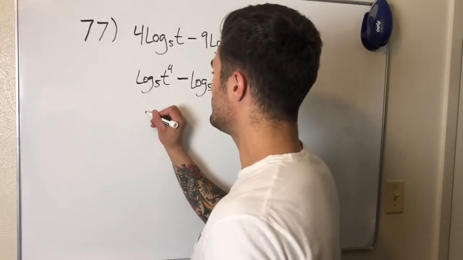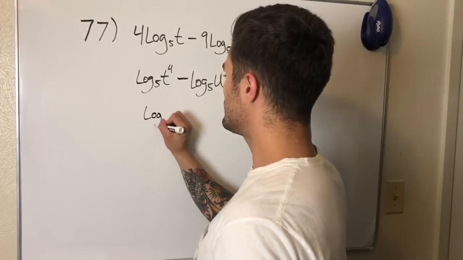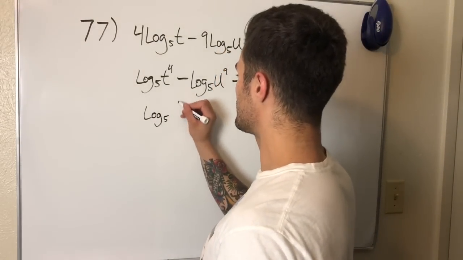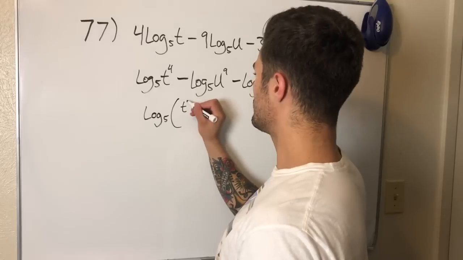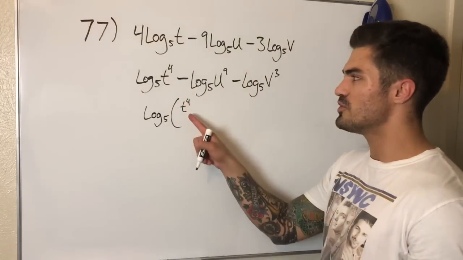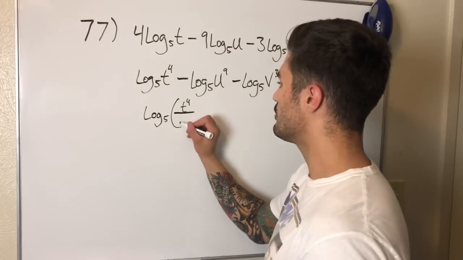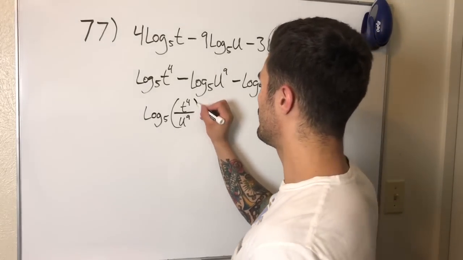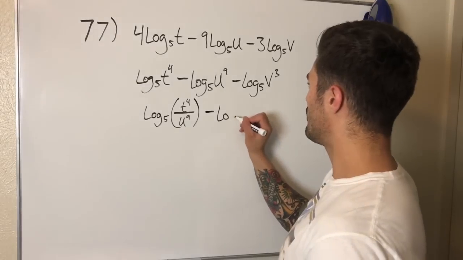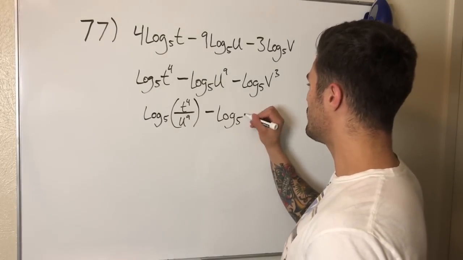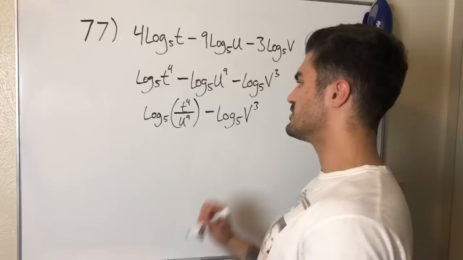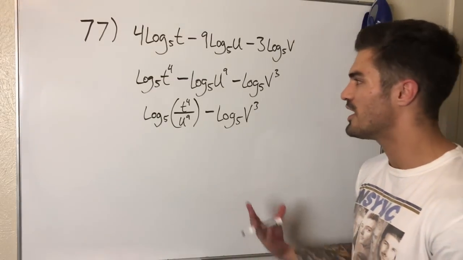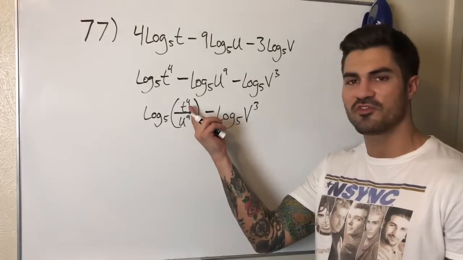So if you combine these two, it becomes, what did I say? I said division, because that's what I meant to say. It becomes division. Again, the first one's always on top. So t to the 4th over u to the 9th, minus log, and you could do this technically in one step, but I see so many mistakes made when students try to do it in one step. The reason is because they want to write this on top for some reason.